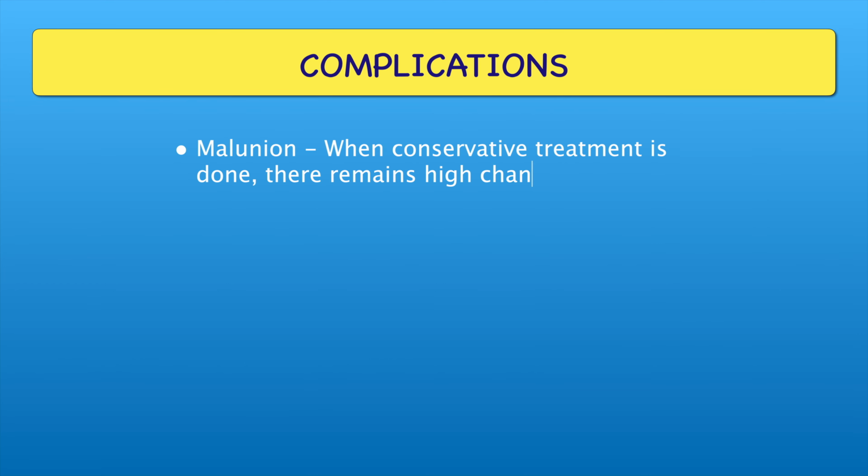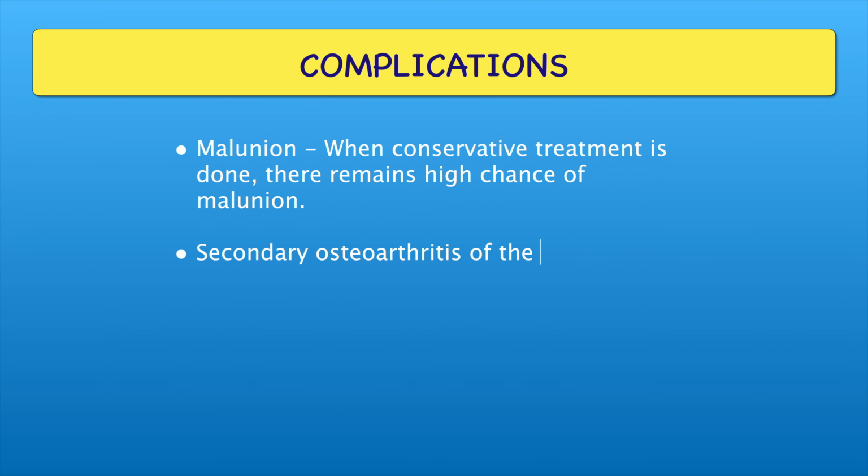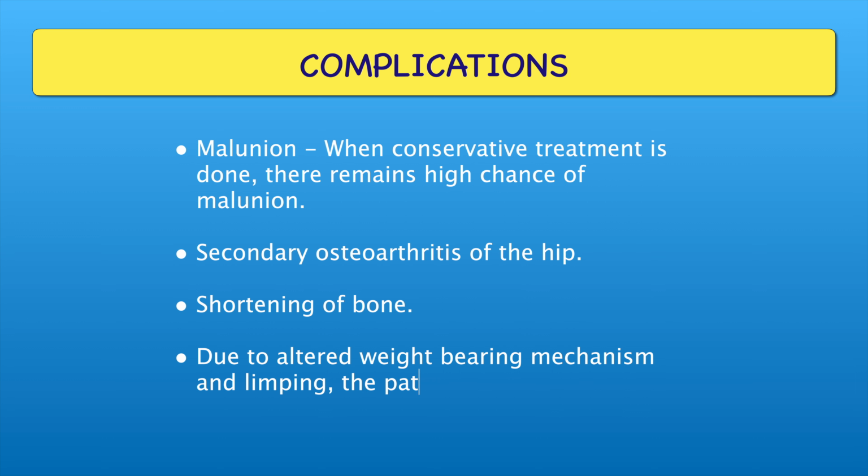Now come to the complications part. Complications are malunion. When conservative treatment is done, there remains a high chance of malunion. Secondary osteoarthritis of the hip, shortening of bone. Due to altered weight-bearing mechanism and limping, the patient may feel contralateral hip and knee pain.